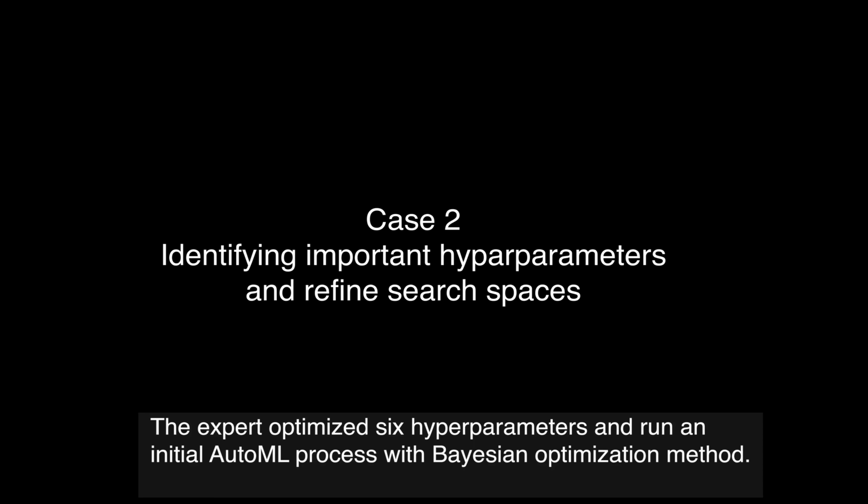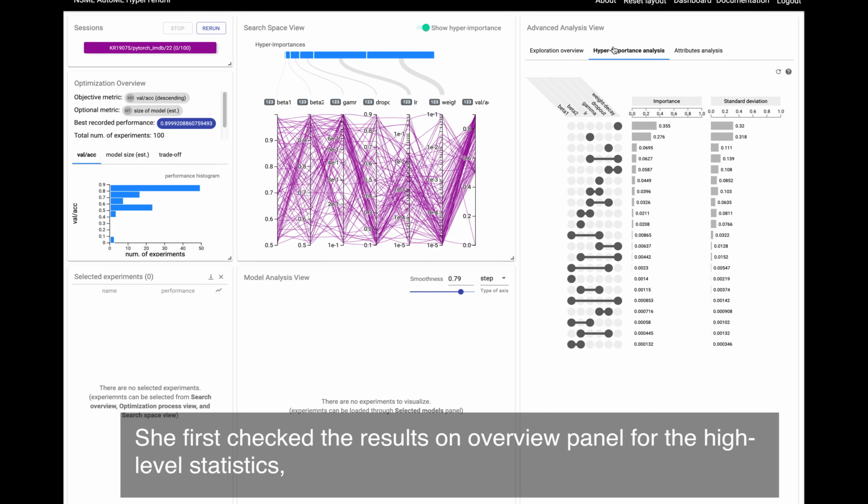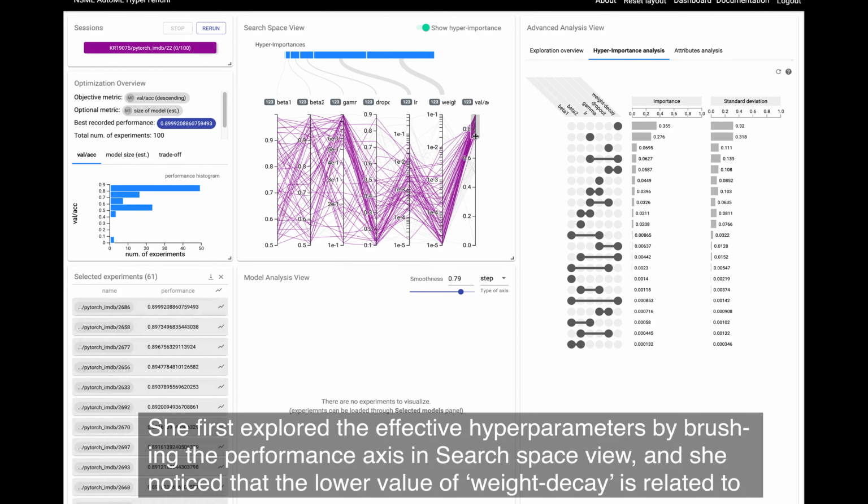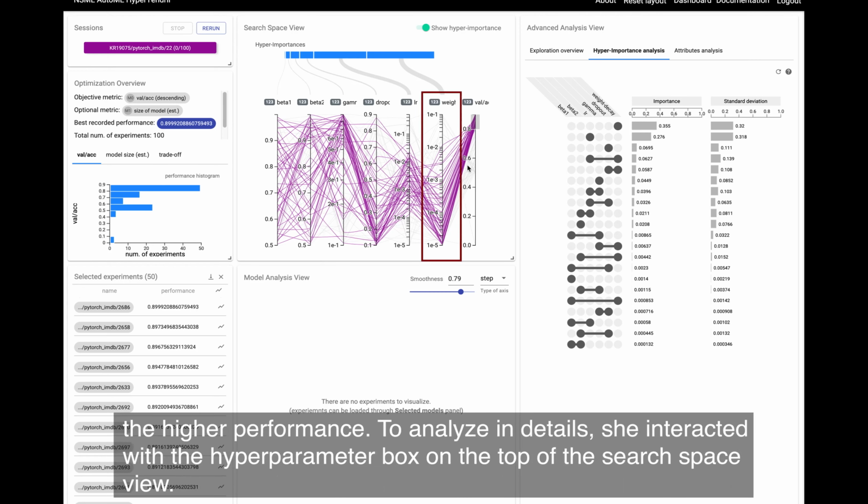Next, the expert optimized 6 hyperparameters and ran an initial AutoML process with the Bayesian optimization method. She first checked the results on the overview panel for the high-level statistics, and then she tried to identify the effective hyperparameters on the validation accuracy. She first explored the effective hyperparameters by brushing the performance axis in the search space view, and she noticed that a lower value of the weight decay hyperparameter is related to higher performance.